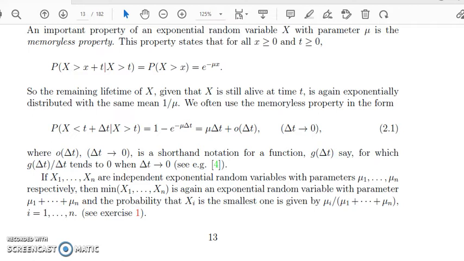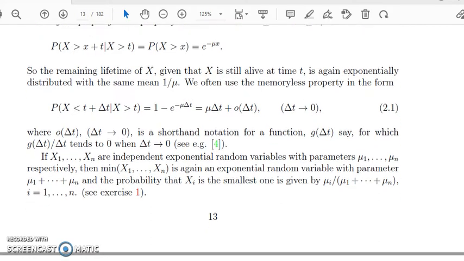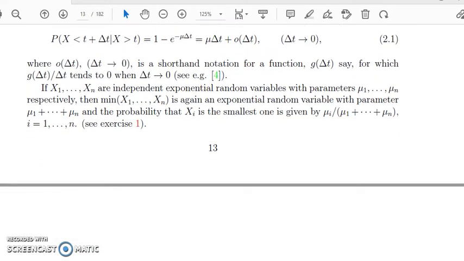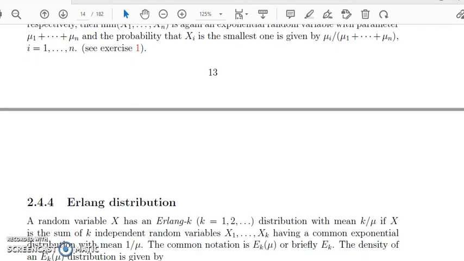So, we often use the memoryless property in the form of the probability that X is less than t plus a small change delta t, given that X is greater than t, is equal to 1 minus e raised to the power minus mu delta t, which is equal to mu delta t plus other functions of delta t, as delta t tends to 0. Then we also need to look at another distribution, which is the Erlang distribution.